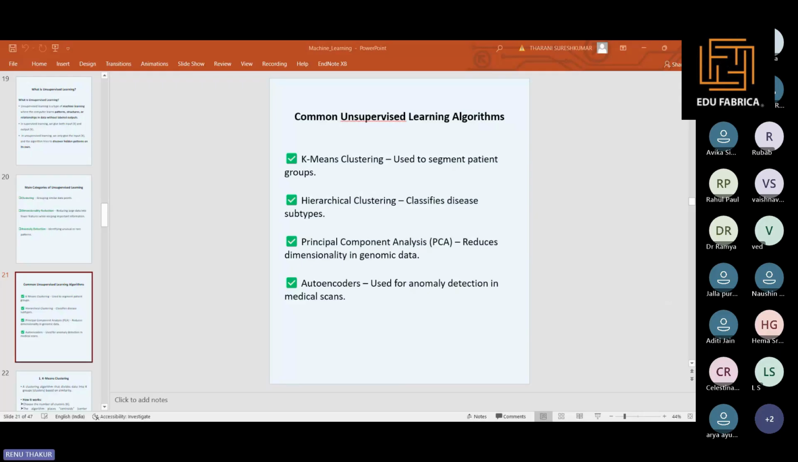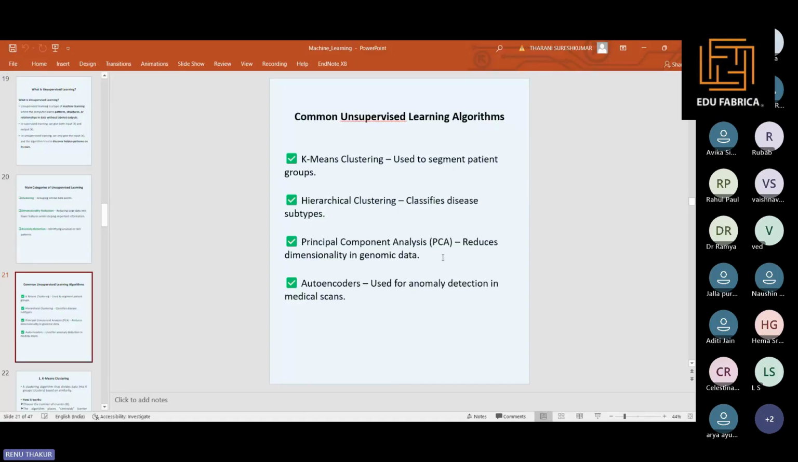So let me continue. K-means clustering means similar data points are placed together. For example, grouping patients based on gene expression profiles. Likewise, hierarchical clustering creates a tree-like structure of clusters. It shows which data points are closely related. For example, clustering genes based on expression similarity.